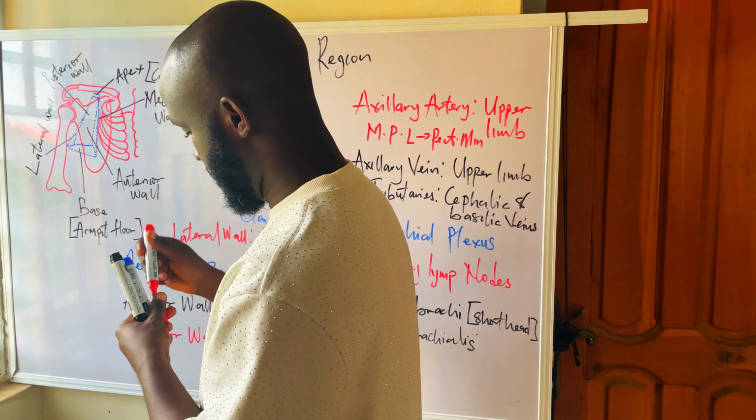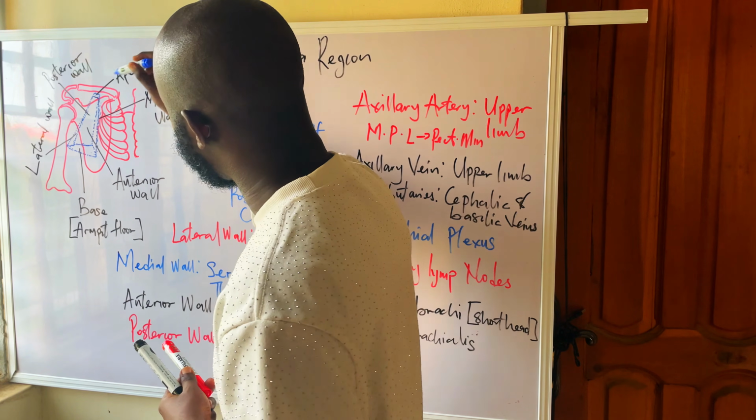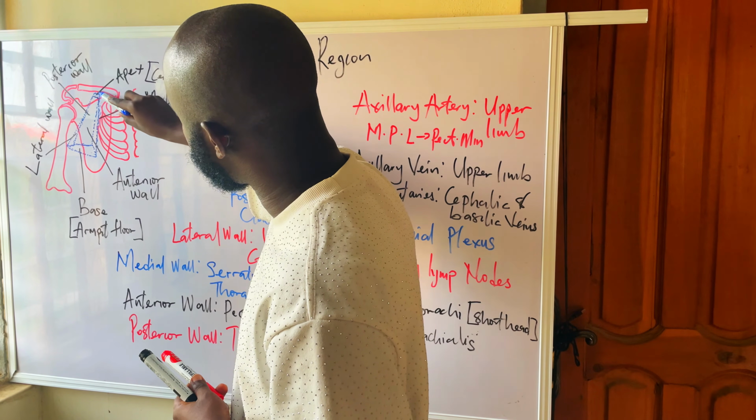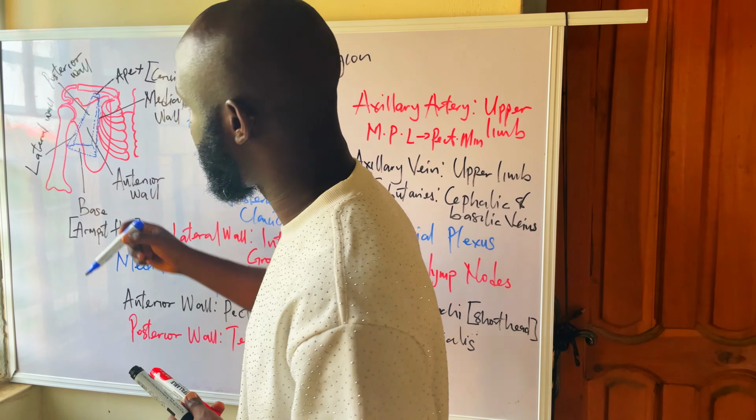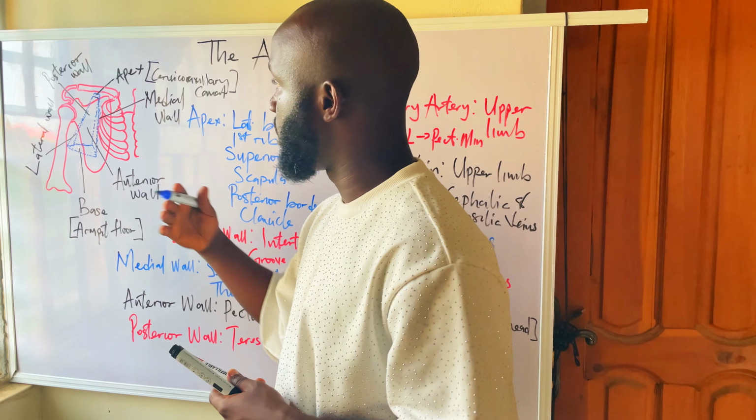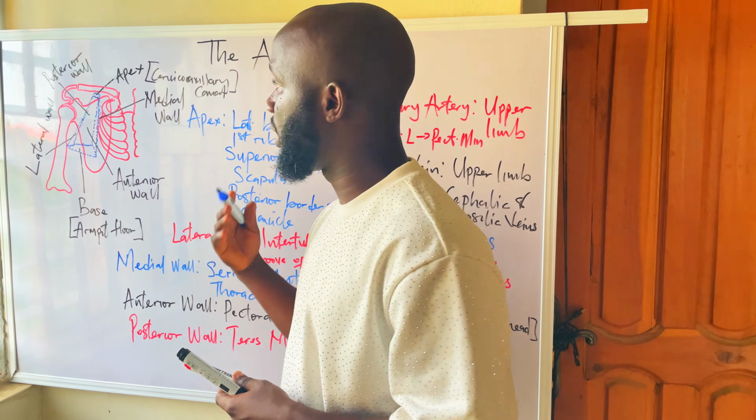So here is the apex of the axilla, and here is the base. Then it has four walls. It has an anterior wall, a posterior wall, a medial wall, and a lateral wall.